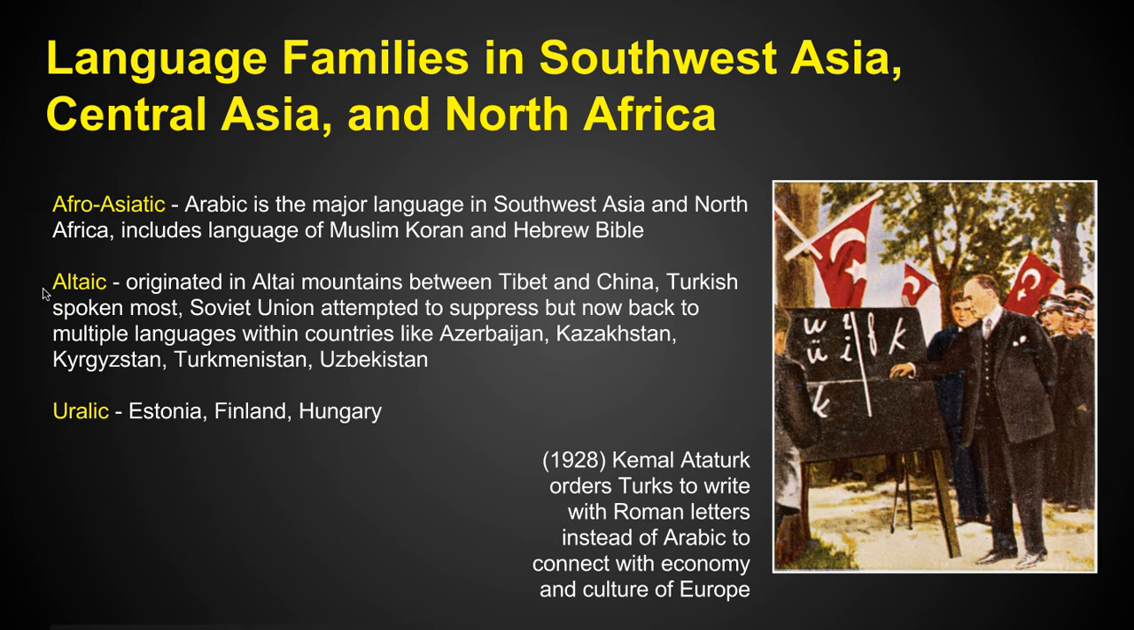Altaic. This originated in the Altai Mountains between Tibet and China. Turkish is spoken there the most. Soviet Union attempted to suppress this when they brought in the communist regime. But now, with the collapse of the Soviet Union, we've got it back to multiple languages in countries like Azerbaijan, Kazakhstan, Kyrgyzstan, Turkmenistan, and Uzbekistan. I said this wrong. This is Kazakhstan, sorry.